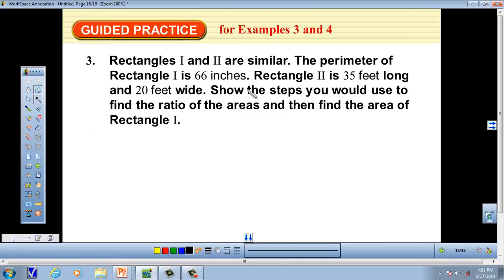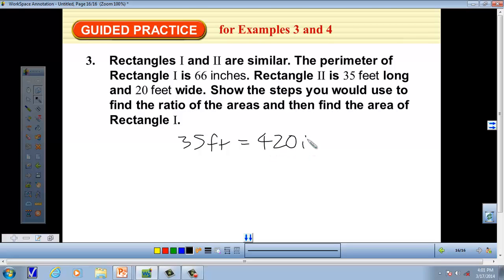If we convert everything to inches, we know that the perimeter here is 66 inches. This is 35 feet. So let's convert that to inches. So 35 feet equals, if we multiply this by 12, we get 420 inches. And this is 20 feet. So 20 feet is equal to 240 inches.